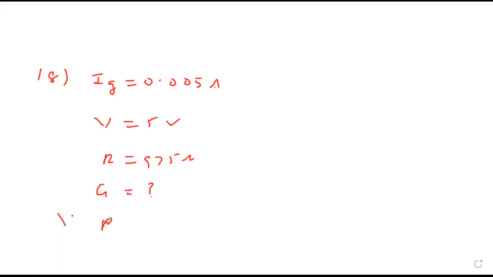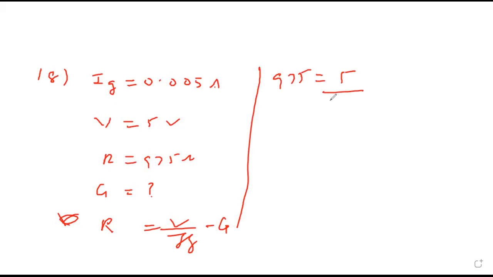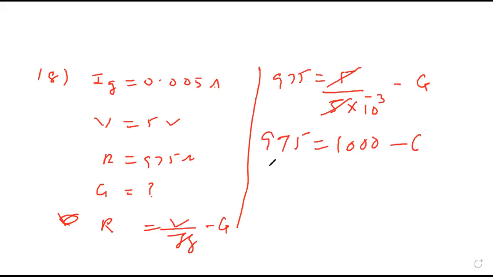Voltmeter resistance R is V upon Ig minus G. So 975 is 5 upon 5 into 10 raised to minus 3 minus G. 975 equals 1000 minus G. Therefore, G is 1000 minus 975. G equals 25 ohms. Option D.